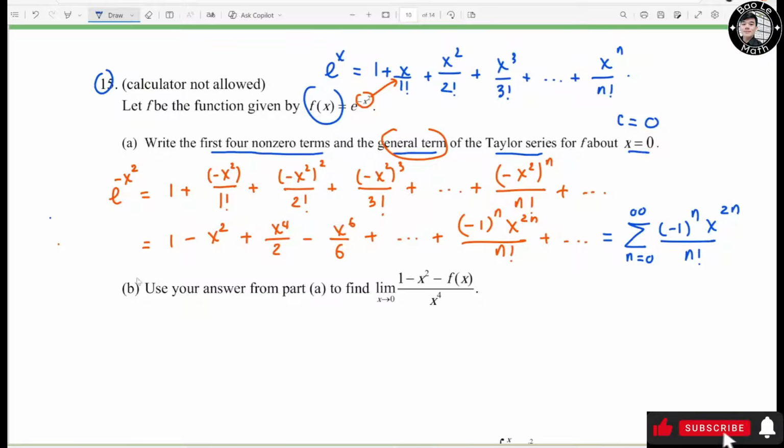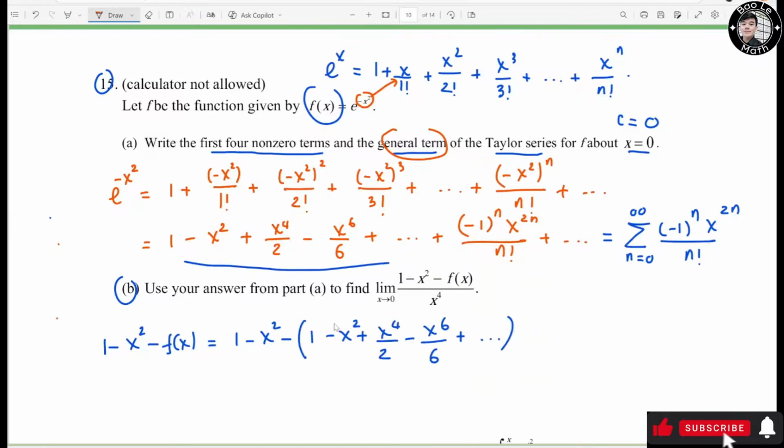Now let's move on to question B. Use your answer from part A to find the limit of this expression. So we have 1 minus s squared subtract f of s. It's actually 1 minus s squared subtract the whole series right here, so I just copy this down. Now I'm going to distribute negative 1 and simplify. Then I'm going to divide by s to the 4.